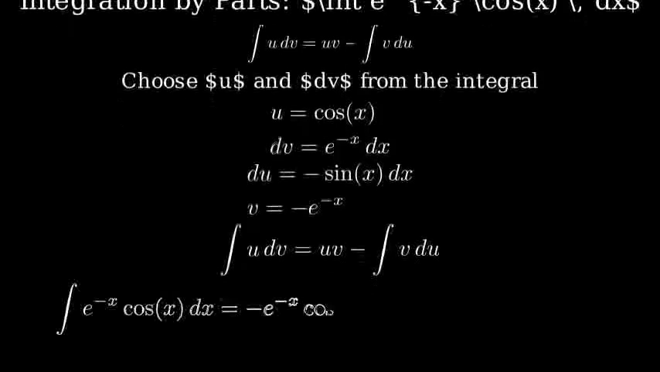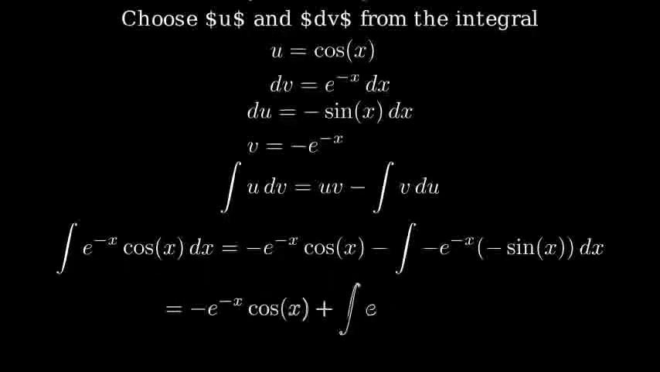Now, simplifying this expression gives us the integral of e to the power of negative x times sine of x dx. Notice that the integral we have resembles the original problem. That's why integration by parts is powerful, especially for cyclic integrals.